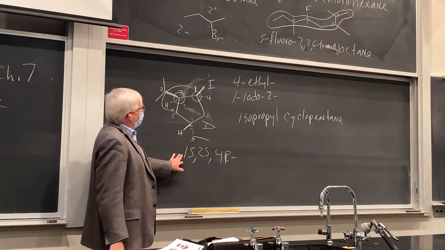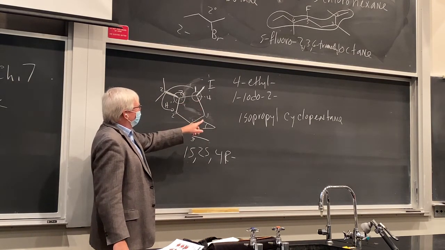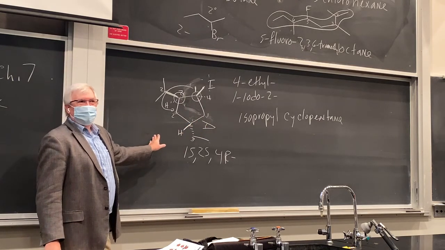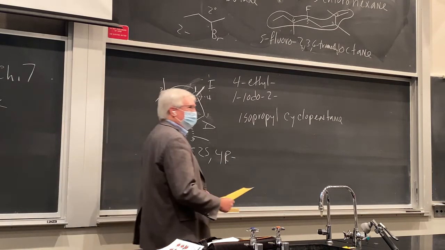So yeah, you need this whole thing in the front, and then 4-ethyl-1-iodo-2-isopropylcyclopentane. That's a tougher problem, okay? But I think if you apply the rules sequentially, you'll be okay on that.